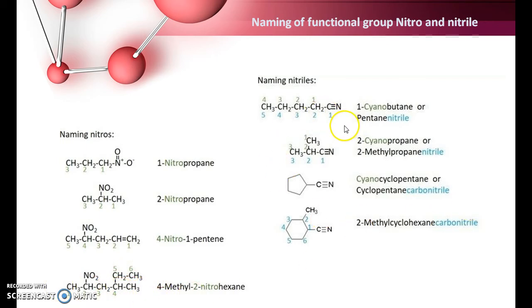Let us have a look at the cyanide, that is nitrile. 1-cyanobutane, or including this cyanide unit if you are naming, pentanenitrile. Similarly here 2-cyanopropane, and this is a cyclic nitrile, so cyclopentane carbonitrile, and this is cyclohexane carbonitrile, and you are having a substituent of methyl here.